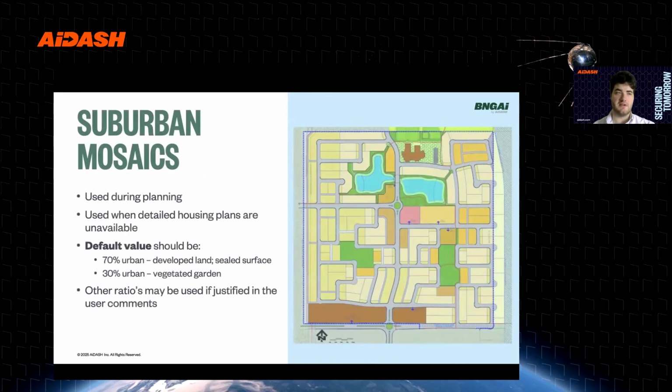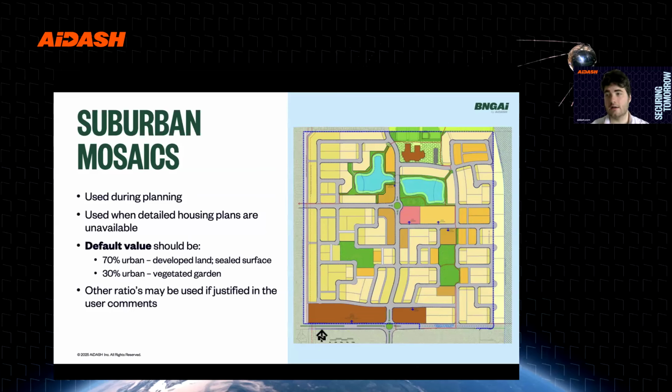And the third type of mosaic that we have is the suburban mosaic. So the suburban mosaic, or I think what we referred to it before as urban broad development or something like that. I can't remember what they're calling it in the latest version. But this is for use during planning when we don't yet have detailed housing plans available. So the metric suggests that we have this default value mosaic of 70% urban sealed surface, 30% urban vegetated garden as a suggestion for what the likely mix of habitats is going to be when all of the detailed development plans are finished.